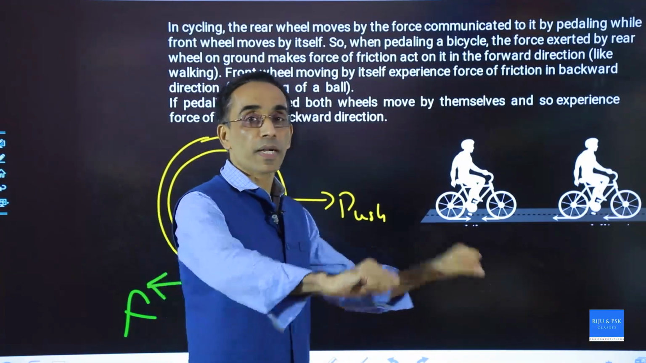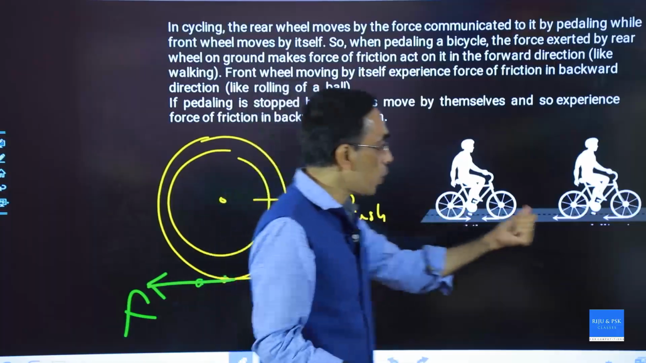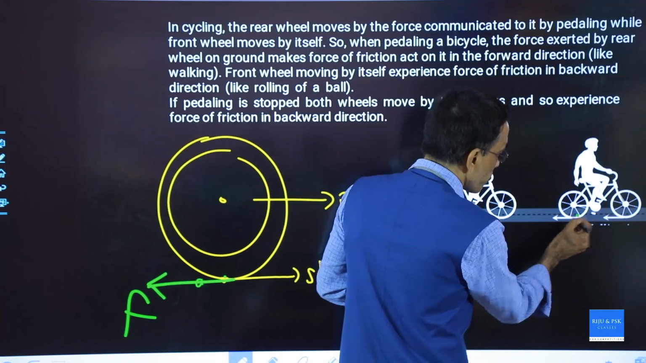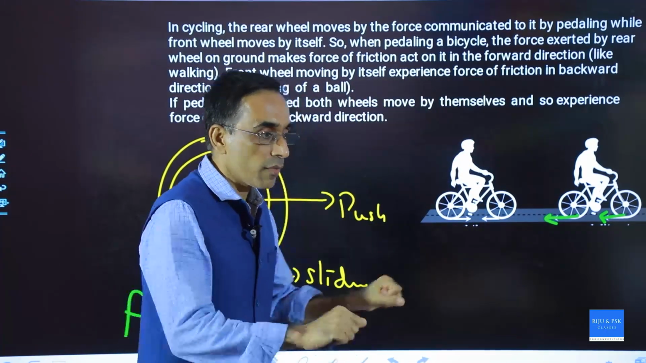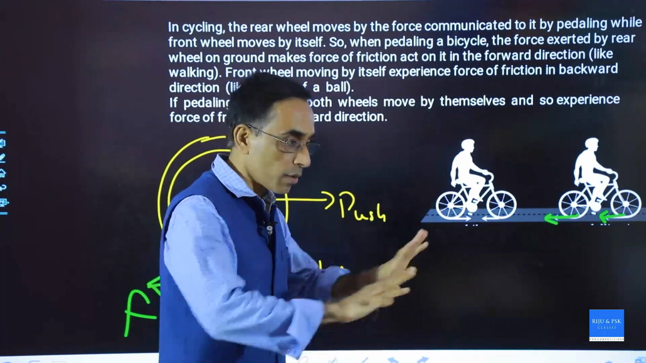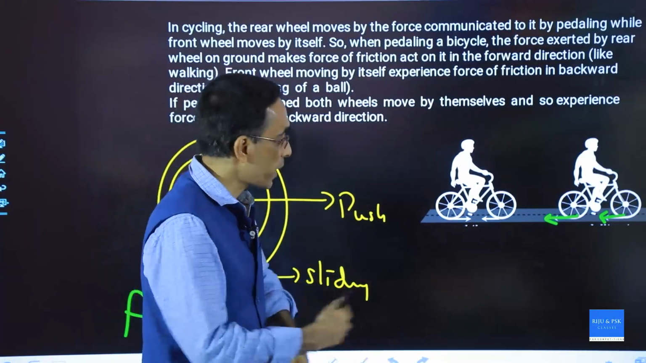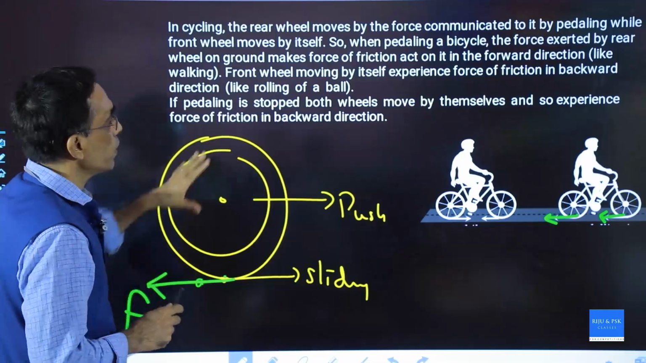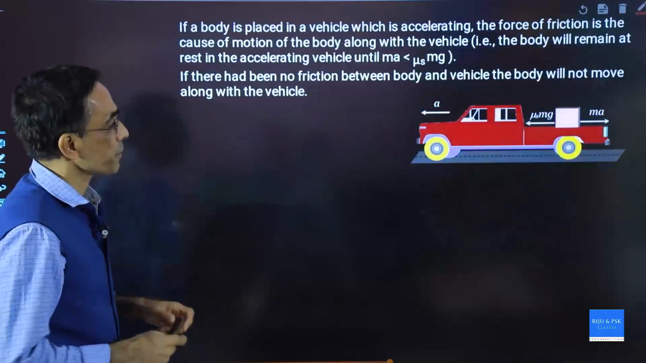But if you are not pedaling and if you are simply riding, what will happen? Both the wheels are moving by their own, so you are not pushing it backward, so friction will act in the backward direction. That is why on a level surface, many times if you don't pedal, your bicycle will stop. Reason? Friction will stop you. But if you pedal, friction will push you forward. So motion in many cases is due to friction.